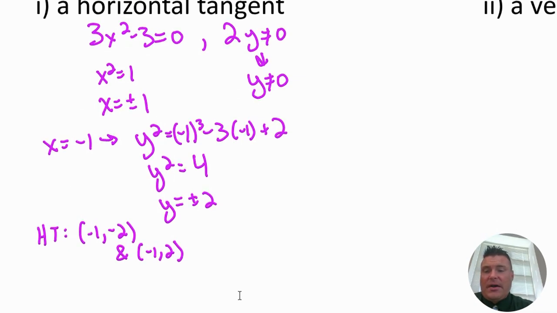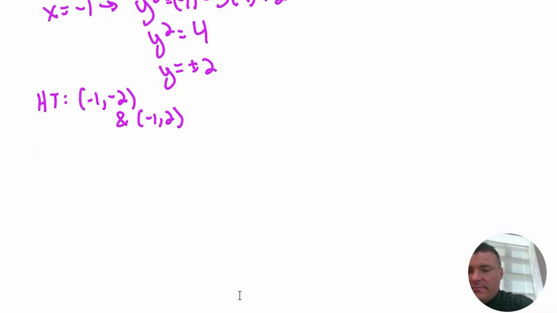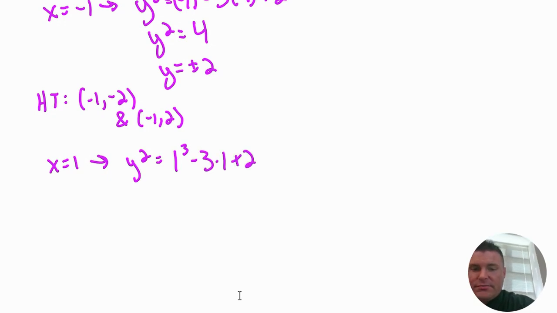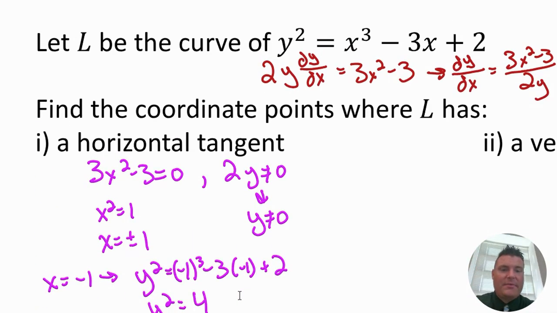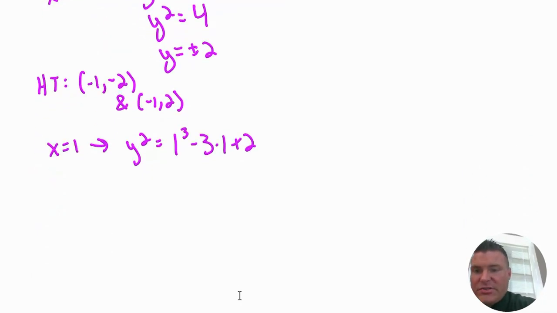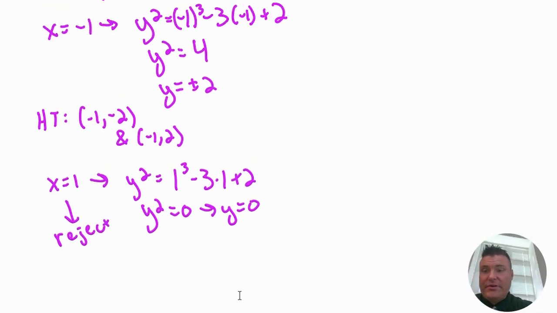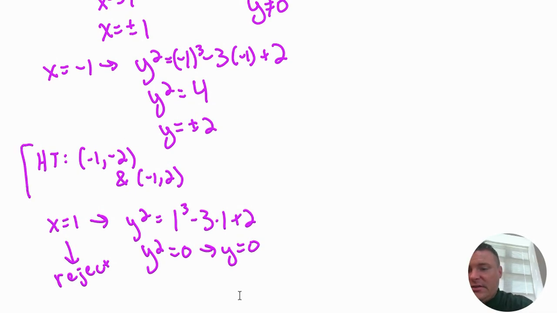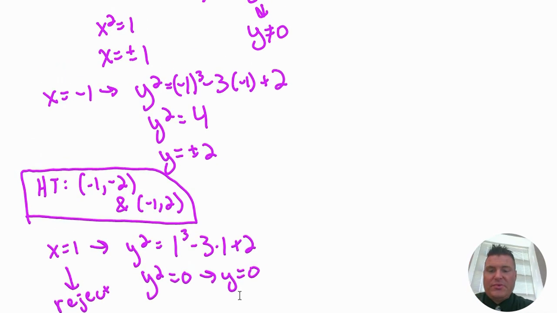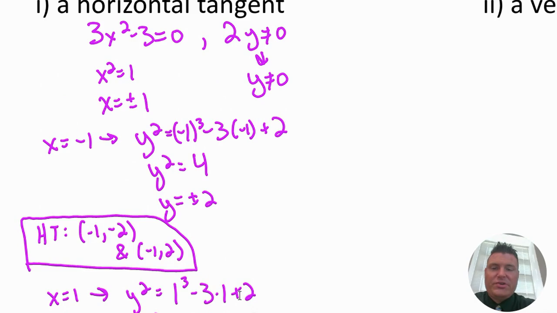Now I checked negative 1. Let's go ahead and check x equals 1. So I'm going to plug back into that y squared equals 1 cubed minus 3 times 1 plus 2, which again, I got from up there. And when I plug that in, I'm actually going to get y squared is equal to 0, which means that y is equal to 0, and I need to reject that x equals 1. So I only have a horizontal tangent at these 2 points. Why am I rejecting x equals 1, you ask? Because we get an output of y equals 0, which we said we cannot have.